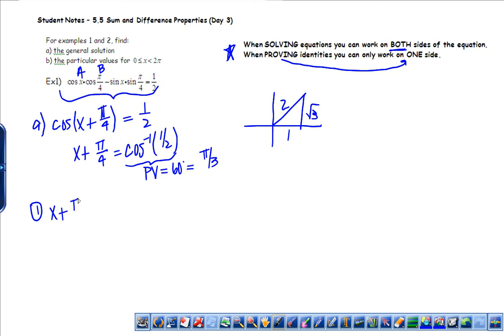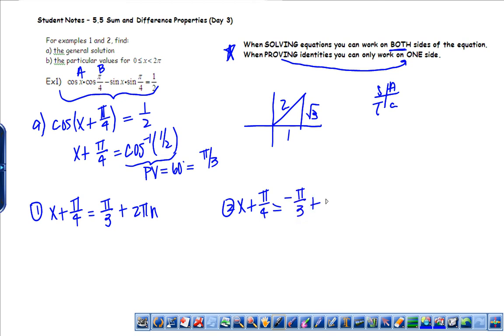I'm going to set up my two equations. This is x plus pi over 4 is equal to my principal value, which is pi over 3, plus 2 pi n. Don't forget your 2 pi n. My second equation: remember, you can do all students take calculus. My principal value, or my arc cosine right here, is positive, so it needs to be down here in this fourth quadrant. So I could just go ahead and do my negative angle, and that's what I'm going to do. So x plus pi over 4 is equal to negative pi over 3 plus 2 pi n. I think that's probably the easiest way to do it.